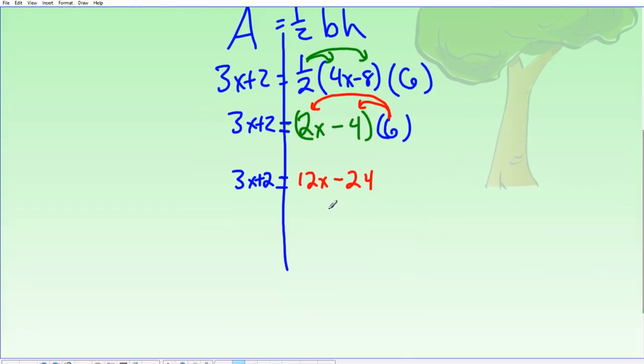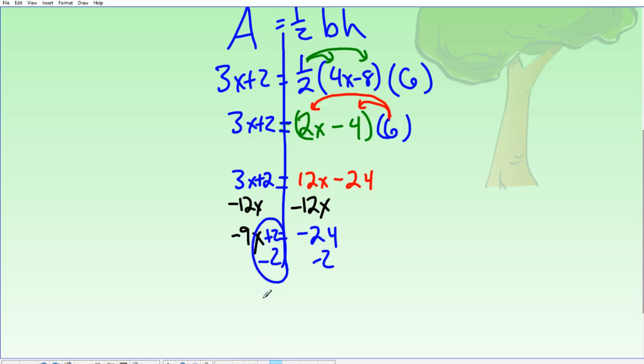Now, it's just like the problems we were doing earlier. I've got variables on both sides, so I'm going to get rid of the variable on the right. I'm going to subtract 12x on both sides. And that gives me 3x minus 12x is negative 9x plus 2 equals negative 24. The rest of the stuff just comes down for the ride. And now, to get rid of this plus 2, we're going to subtract 2 on both sides. So this cancels out. So we have negative 9x equals negative 26.